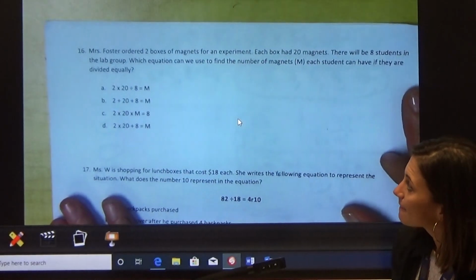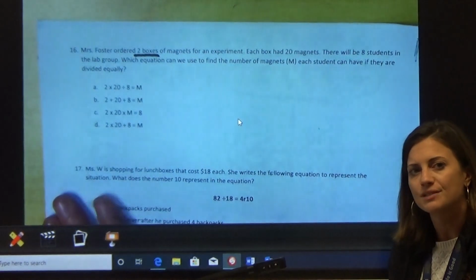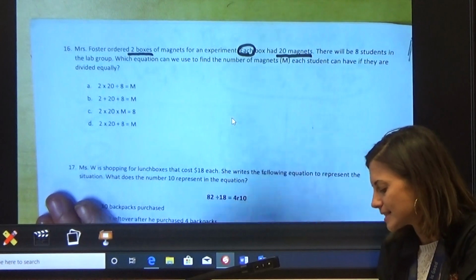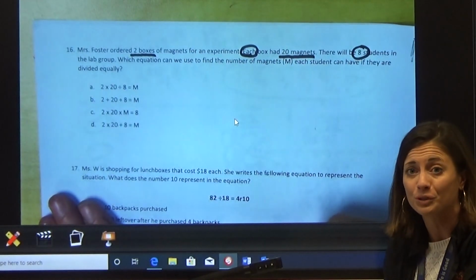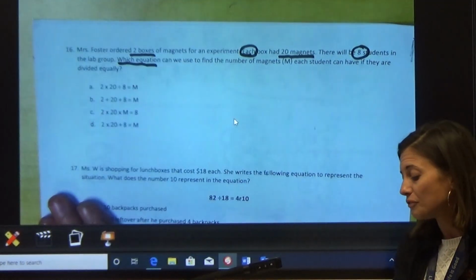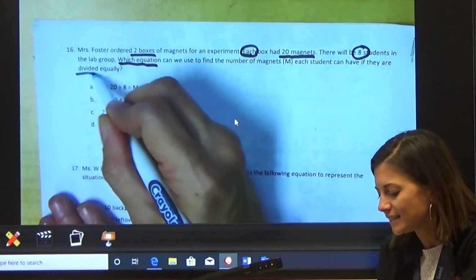Let's keep it up. We're going to skip to the last page because these are some important word problems we're going to go over. So number 16. Mrs. Foster ordered 2 boxes of magnets for an experiment. Each box had 20 magnets. There will be 8 students in the lab group. Which equation can we use to find the number of magnets each student gets if they are divided equally?